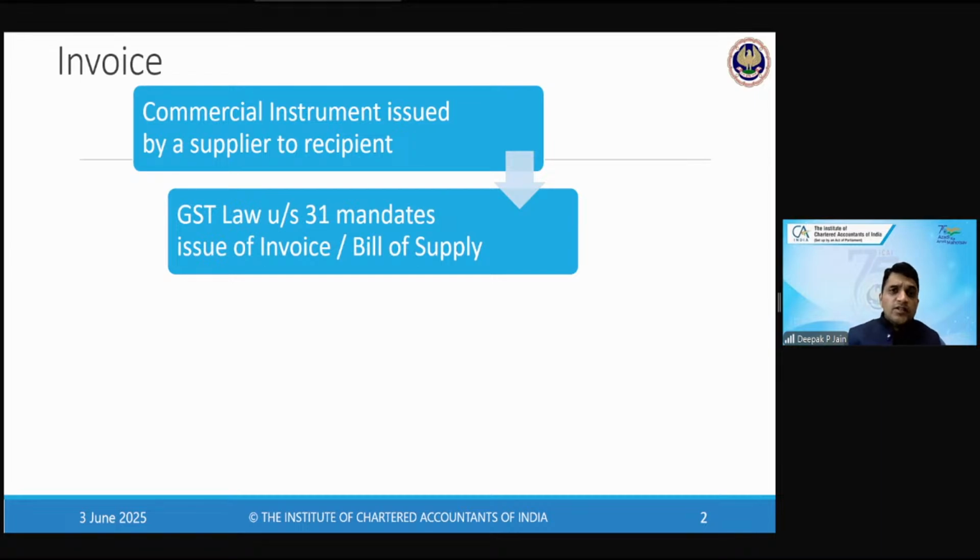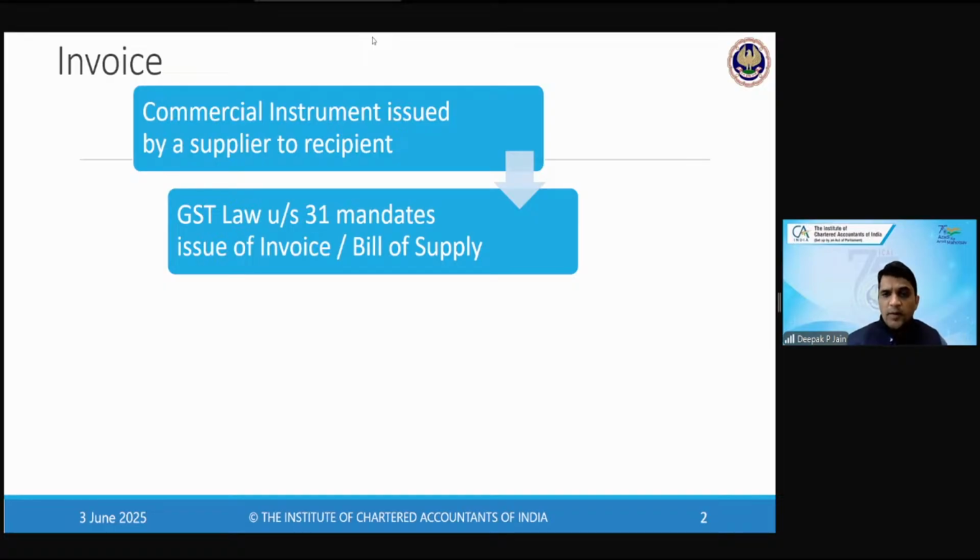Now coming to GST law, where is the mandate? Where is the requirement to issue an invoice? The GST law under Section 31 mandates the issue of an invoice or a bill of supply. What is this issue of invoice or bill of supply? Is it optional, that if I want I can raise an invoice, or if I want a bill of supply? No. Are bill and invoice the same?